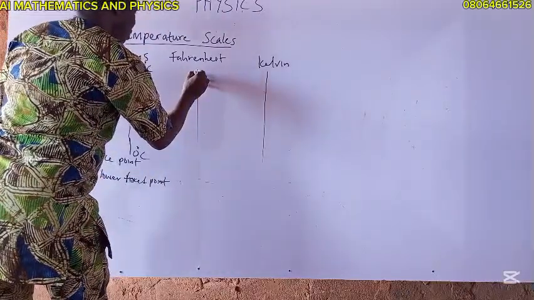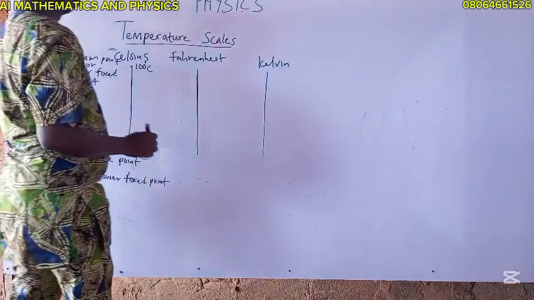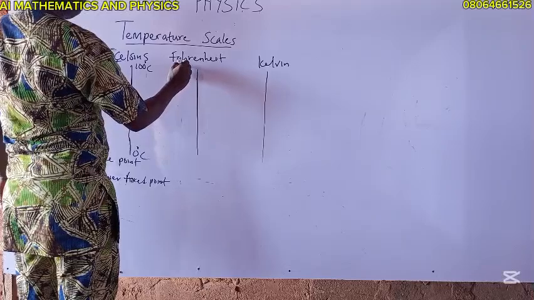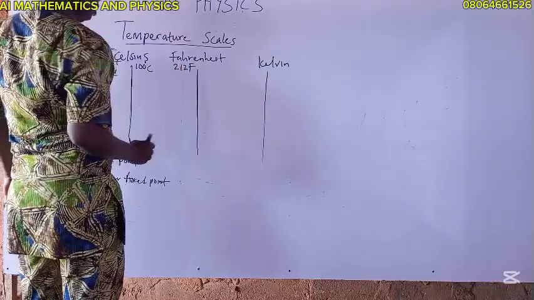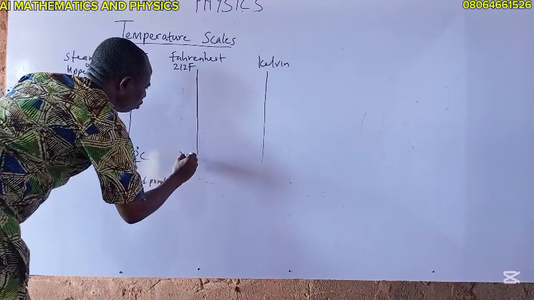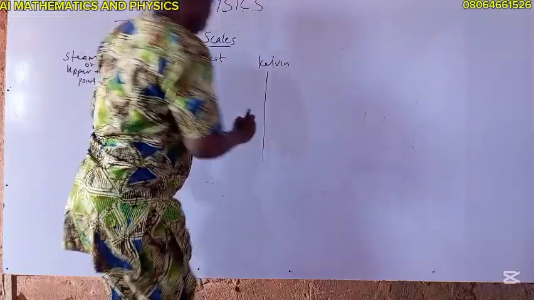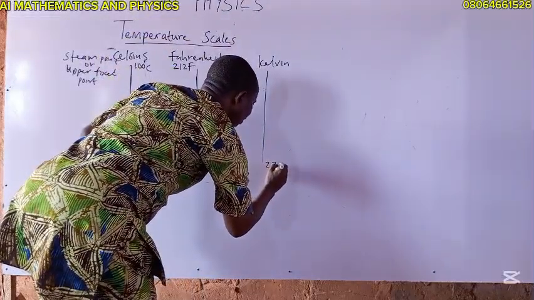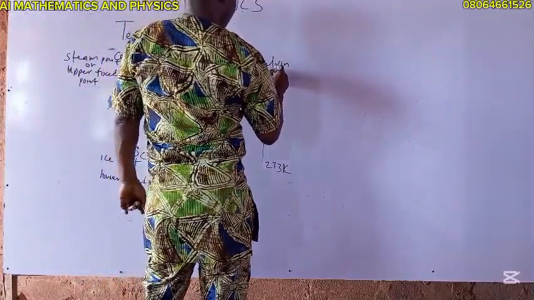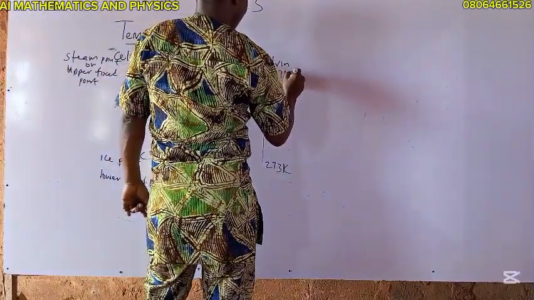The steam point here is 212 Fahrenheit, while the ice point here is 32 Fahrenheit. Here we have 273 Kelvin, and 373 Kelvin.